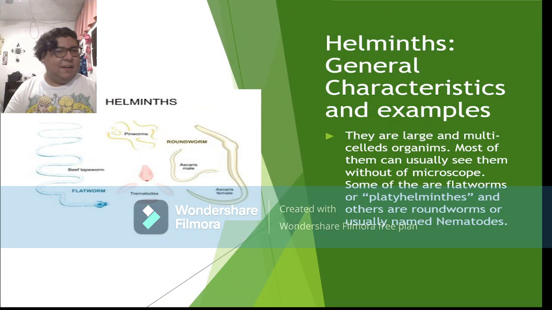Some general characteristics and some examples of helminths: they are large, multi-cell organisms. Most of them can usually be seen without a microscope. Some of them are flatworms, or platyhelminthes, and others are roundworms, usually named nematodes.